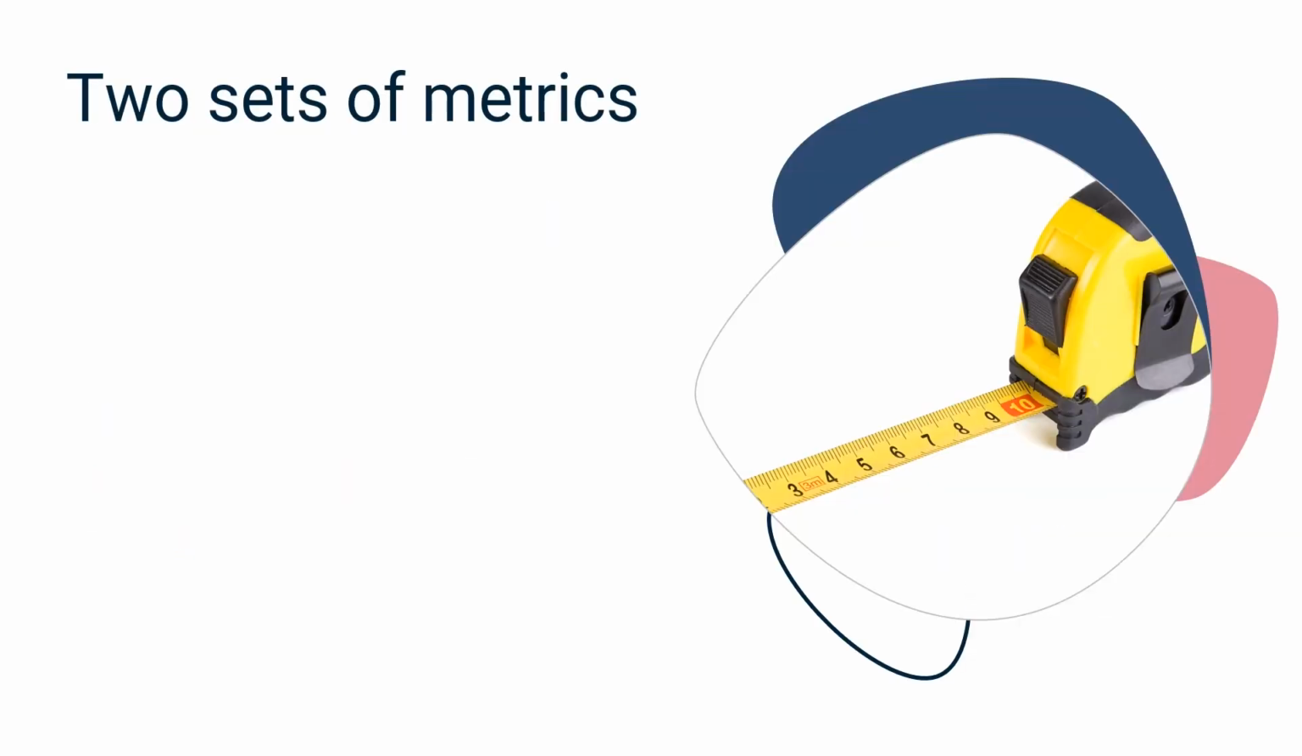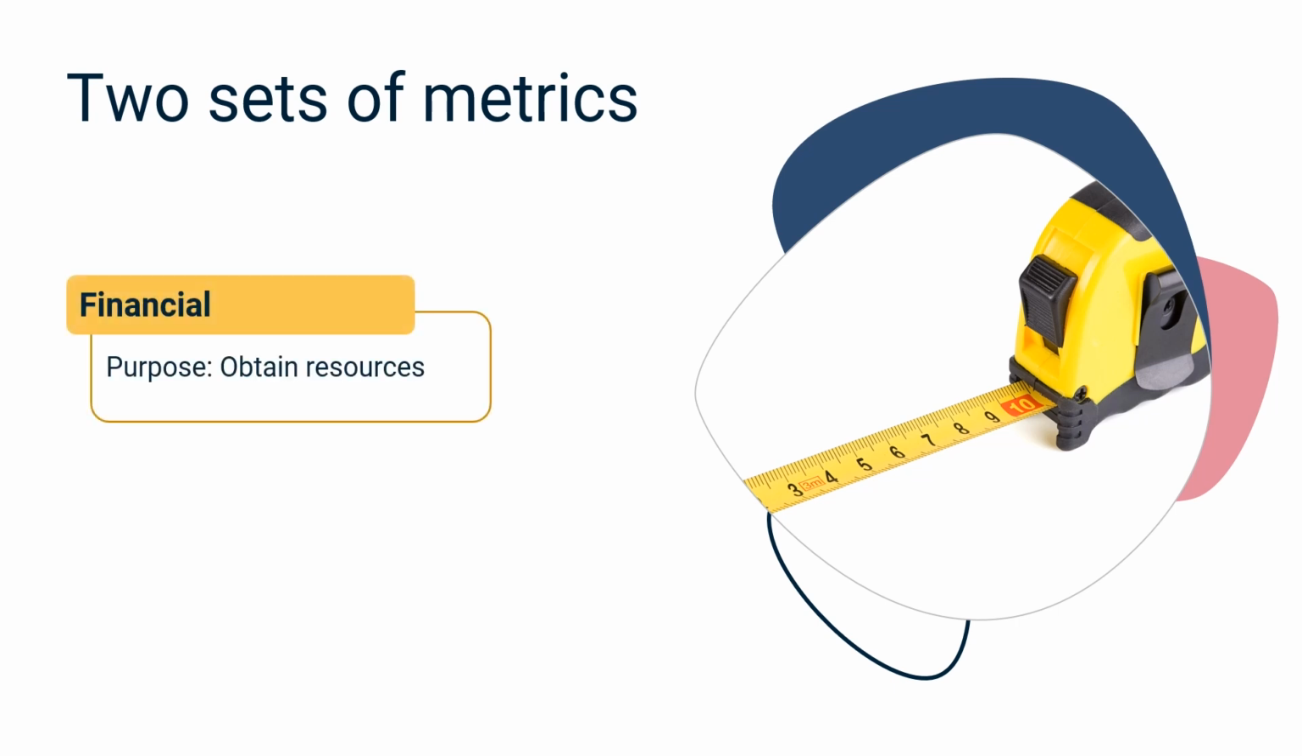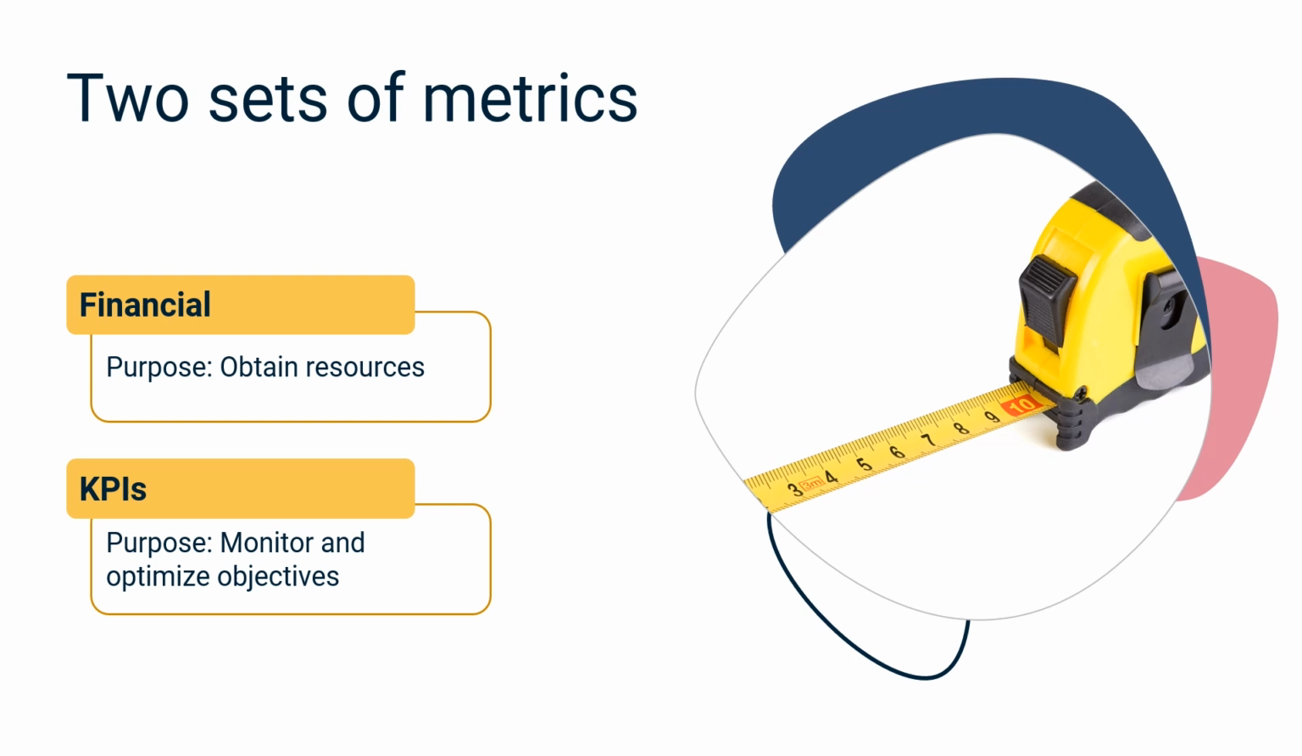As part of product governance, you will need to utilize two sets of measurements: financial metrics and key performance indicators, KPIs. Well-established financial metrics allow you to obtain the resources you need for your backlog. Finely tuned key performance indicators will accurately measure the success of your strategic objectives. KPIs translate abstract goals into concrete metrics, so you can monitor and optimize those objectives. KPIs facilitate aligning the product vision with organizational strategy.